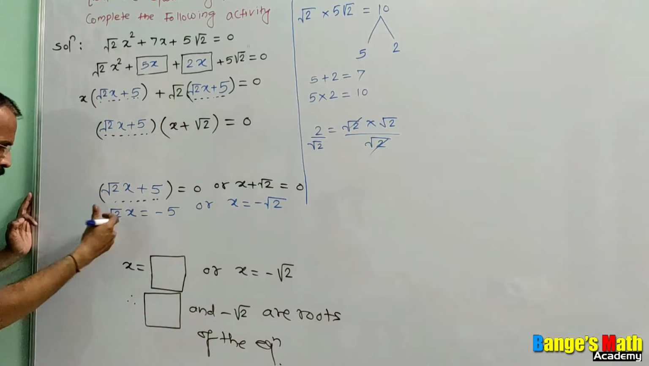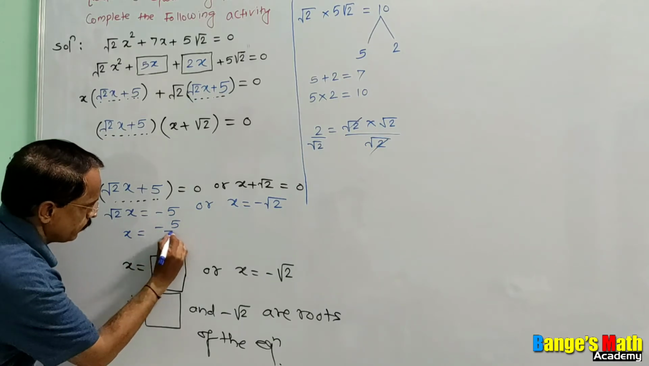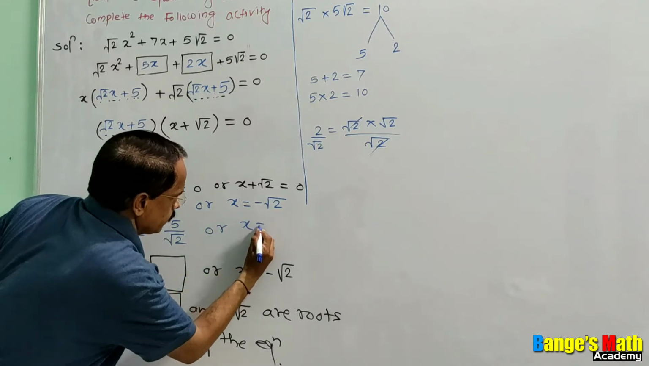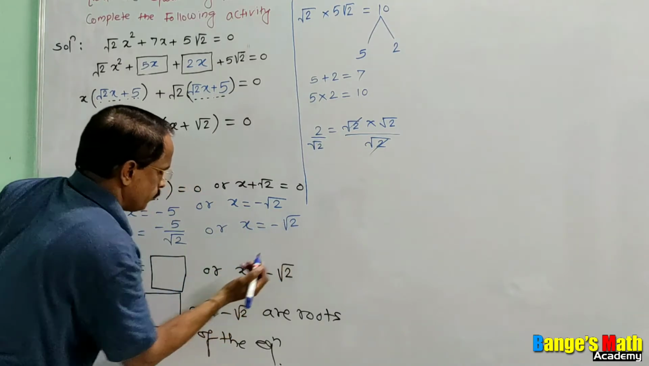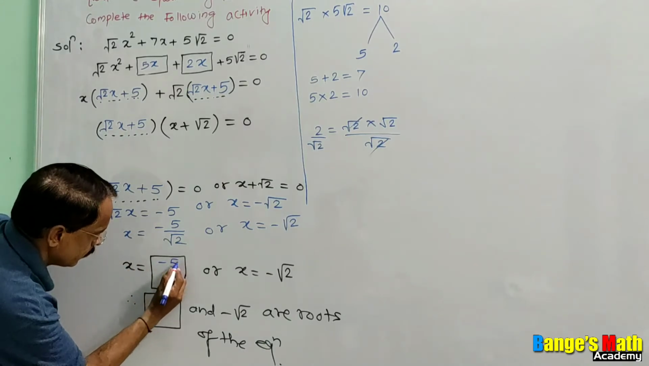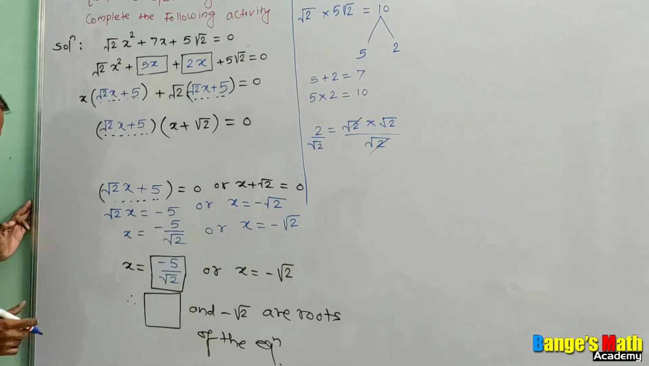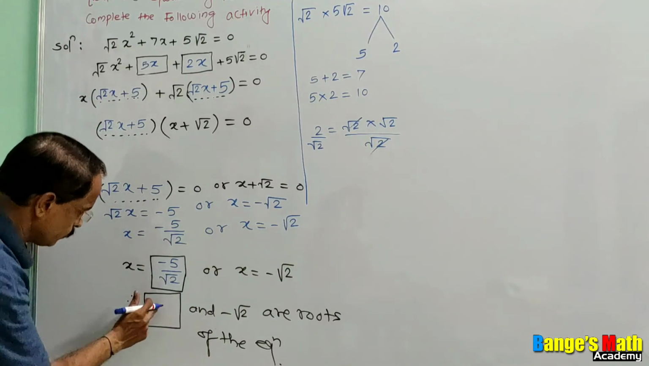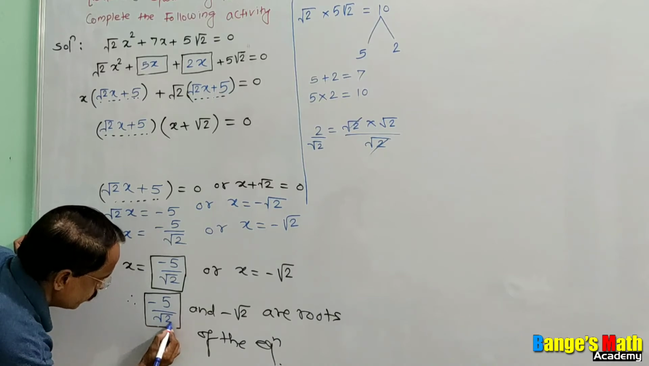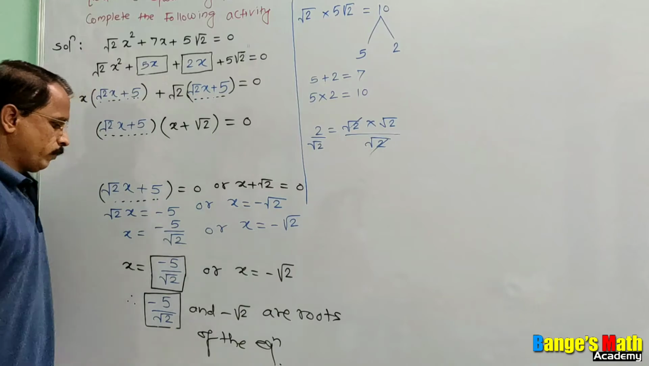Then transfer root 2. x is equal to minus 5 upon root 2, or x is equal to minus root 2. Then write down the solution. Minus 5 upon root 2 and minus root 2 are the roots of the equation.